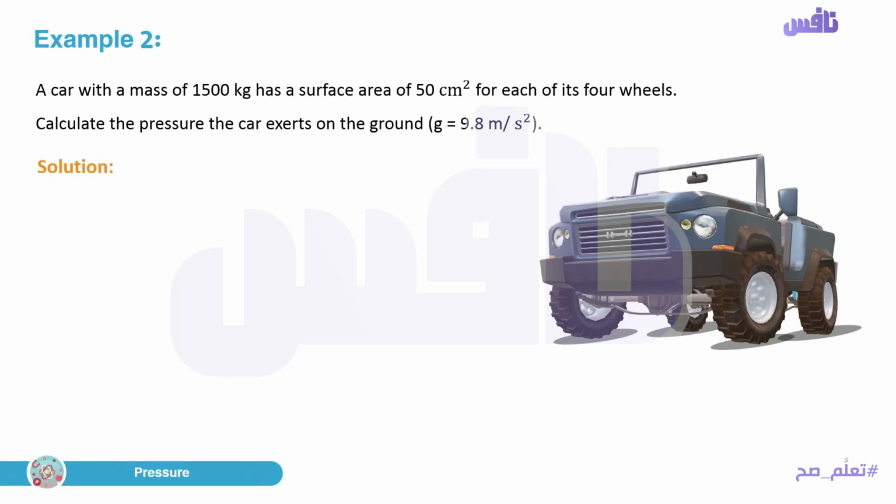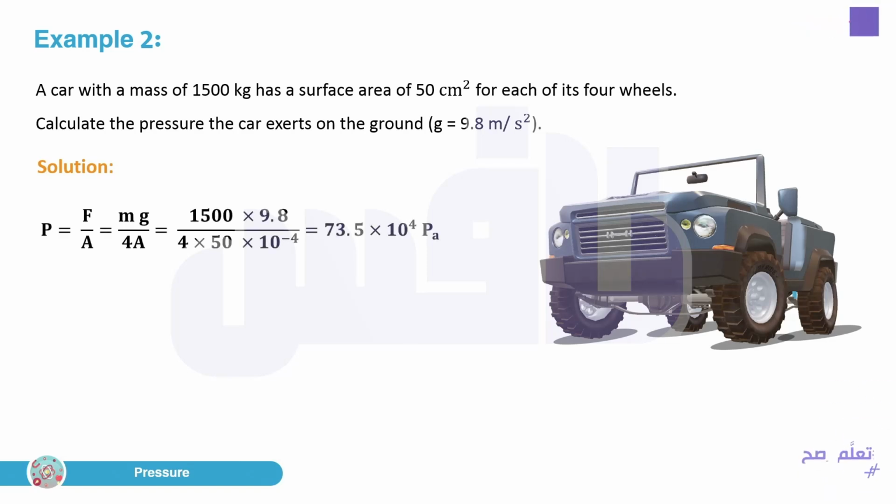So now we have the number of wheels. Bravo, 4. So the pressure will be decreased because the contact area increased. So it decreased to a quarter. So the rule will be P equals F over 4A, because we have 4 wheels. Don't forget. So it equals mg over 4A, so equals 1,500 multiplied by 9.8, which is given, divided by 4A, which is 4 multiplied by 50 multiplied by 10 power negative 4.